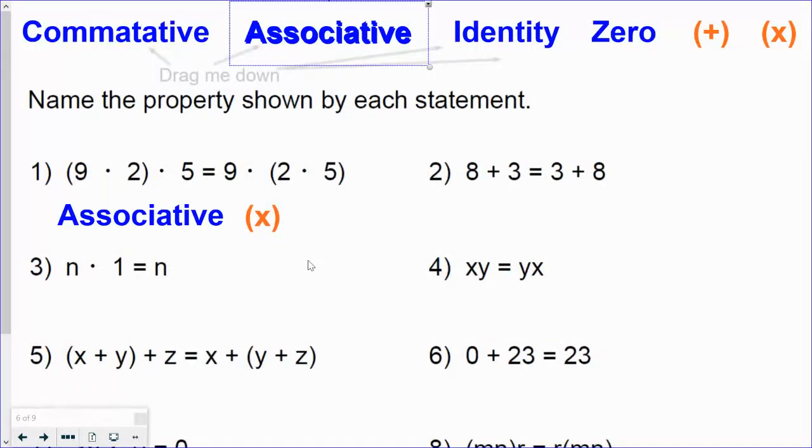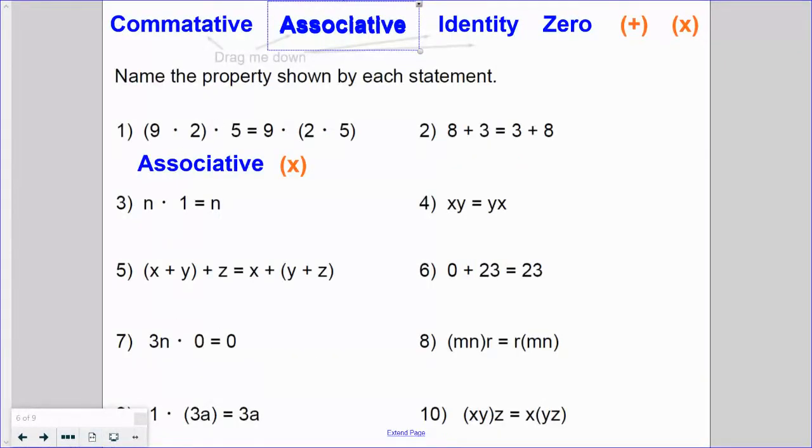identify. So we have different ones up here. We have commutative, associative, identity, zero, and then addition or multiplication, because you kind of put them with where they go. So we have a total of 10 that we are going to match. All right, so if you need to number your examples 1 through 10, copy down the problems, and then we're going to identify. So the first one we already have done.